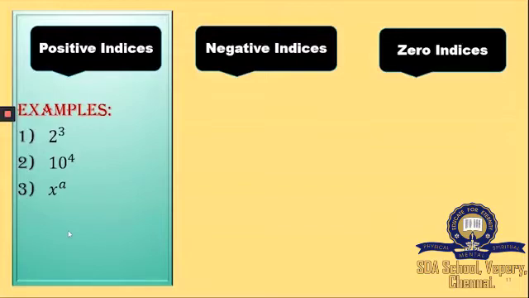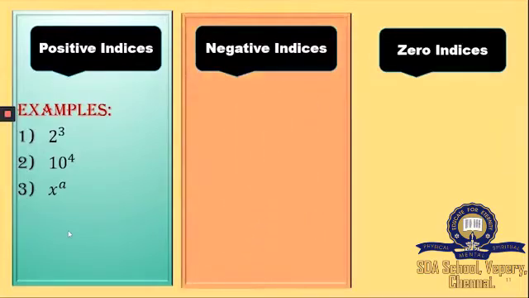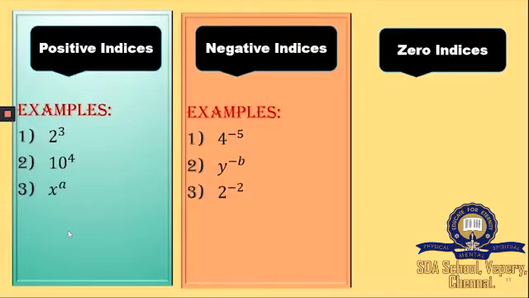The next one is negative indices. So what are negative indices? Here in the first example, 4 power minus 5, it has a negative power, which is minus 5, so it is an example of negative indices. Likewise, in y power minus b, the power minus b is a negative number, so this is an example of a negative index. Likewise, in 2 power minus 2, the power is a negative number, so this is also an example of a negative index.